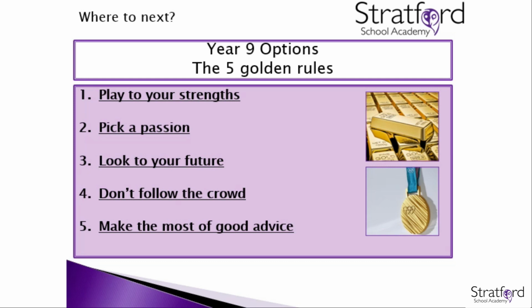5 golden rules for selecting your options. Firstly, play to your strengths. Think about what you are good at. Think about something that you have been trying hard at in Year 7, Year 8 and Year 9 and have honed that skill. Maybe that's something to move towards your future with.